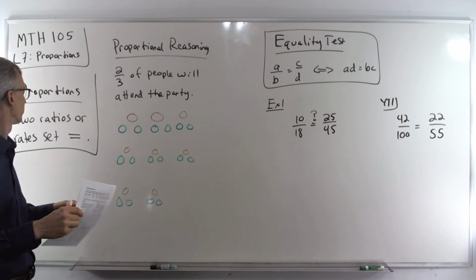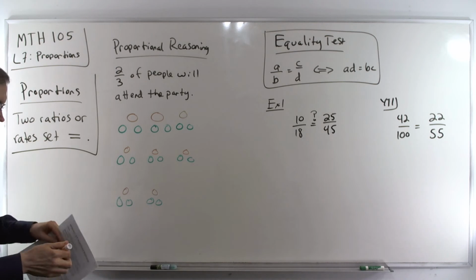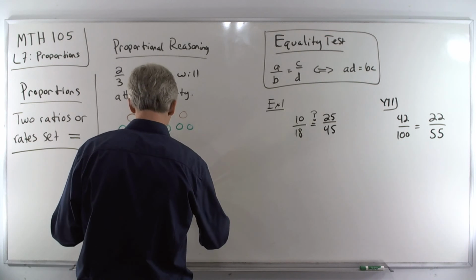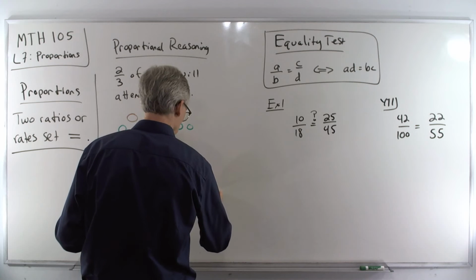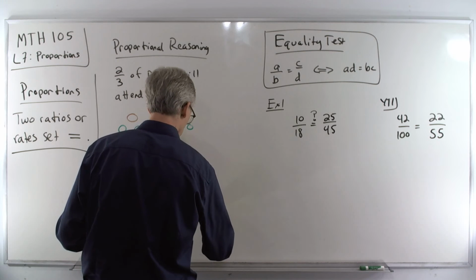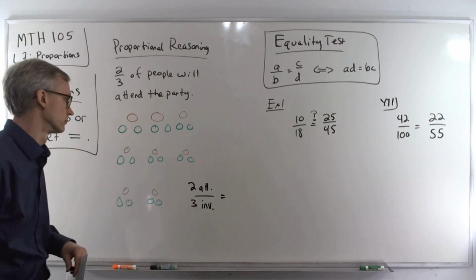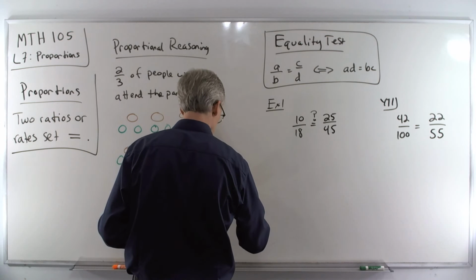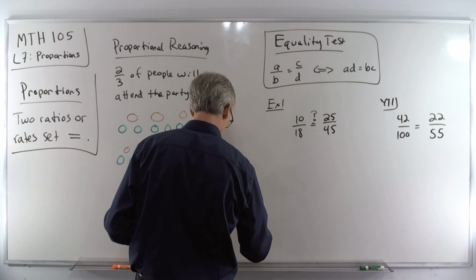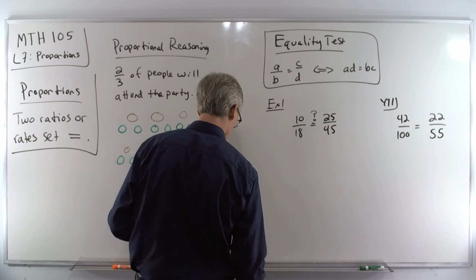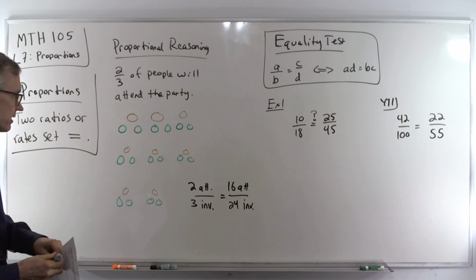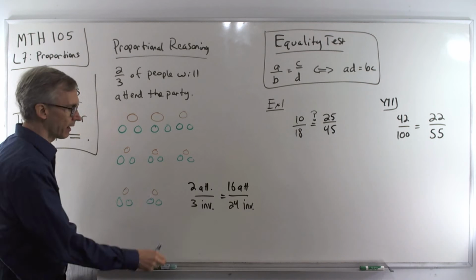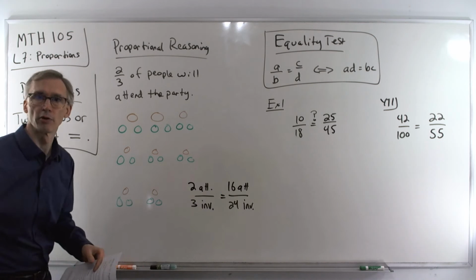When proportions are 2 rates or ratios set equal, we have the 1 already. That was the given, 2 attending, 3 invited. And now based on the rest of this information, we've got 16 attending out of 24 invited. Now since we kept adding these in groups of 3 with 1 not attending and 2 attending, and we're consistent all the way through, that means we have created a true proportion.